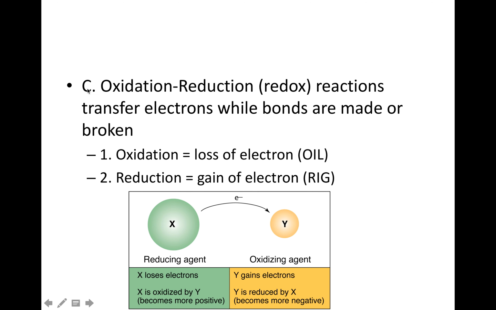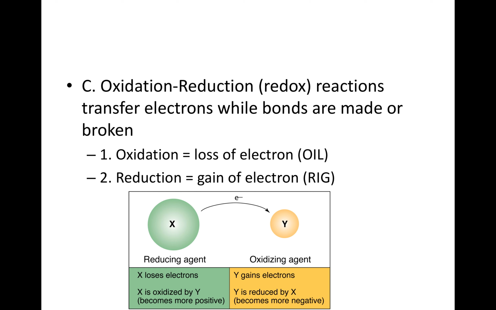Now, redox reactions, or oxidation-reduction reactions, mean that electrons are going to be transferred when bonds are made or broken. And remember our little saying, OIL RIG: oxidation is loss of electrons, reduction is gain of electrons.